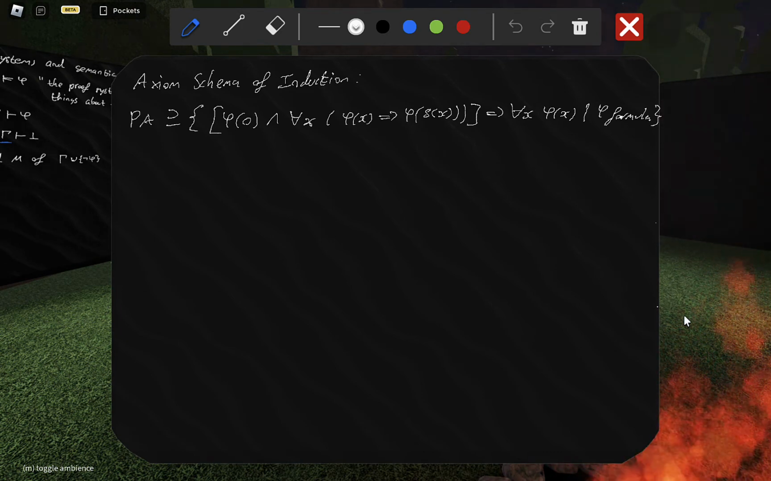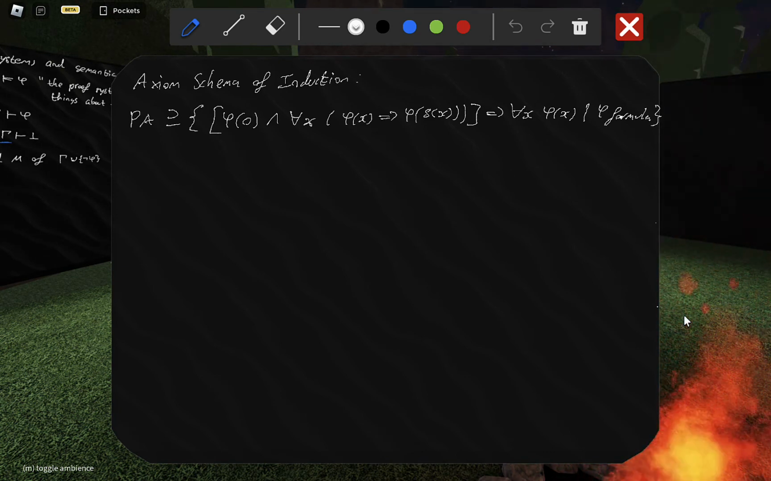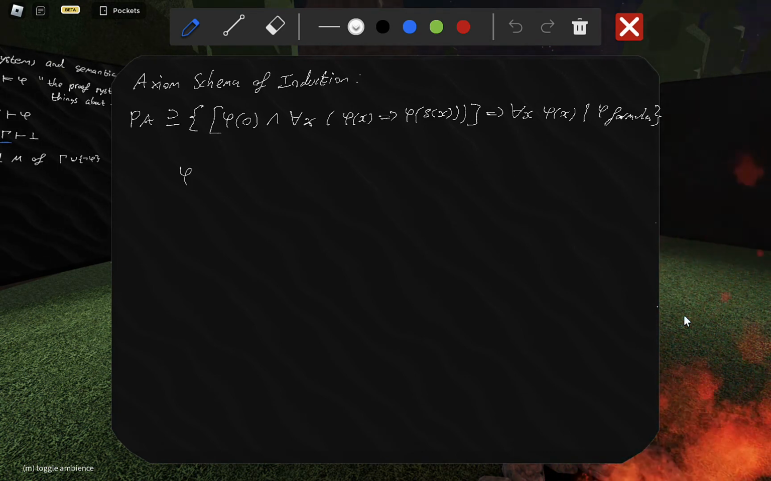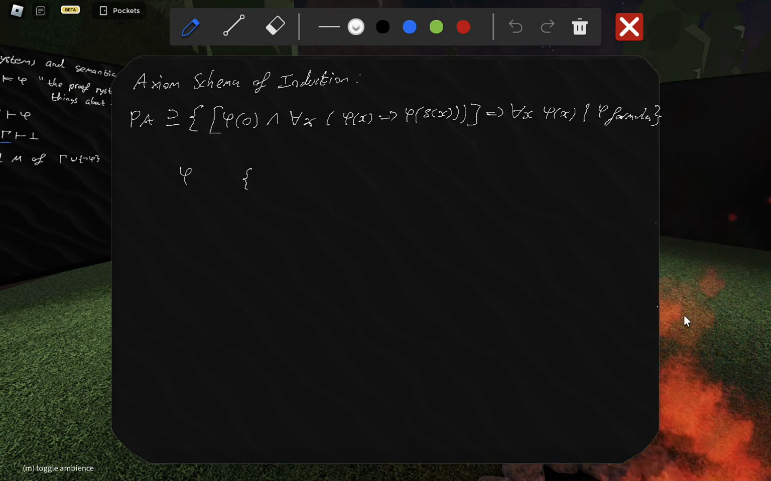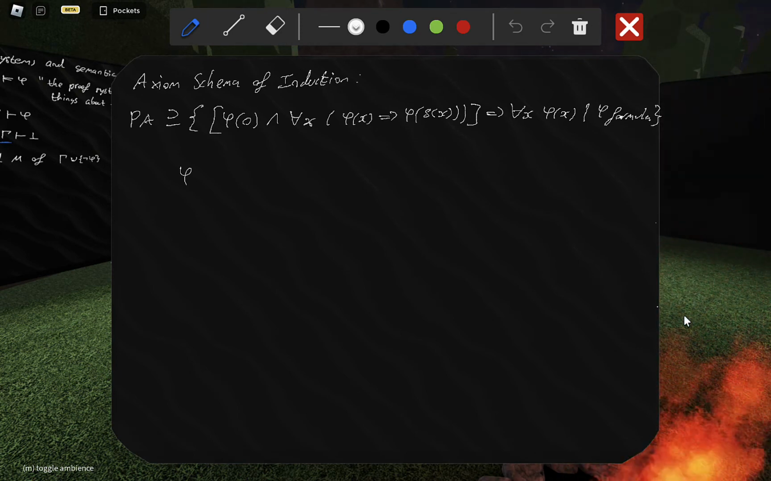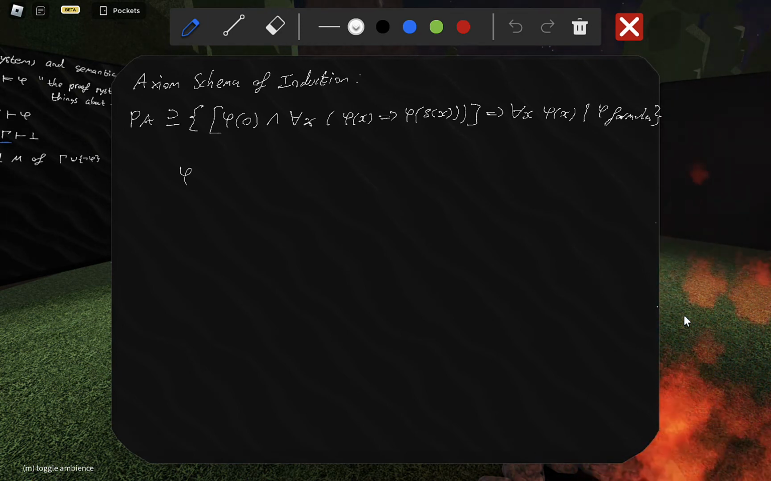Yeah, and when you interpret, if you take a particular formula phi, you can think about the set of all, I don't know how to write this, but the set of all elements of the domain that satisfy this formula phi. Otherwise called {x such that phi}, from the comprehension.